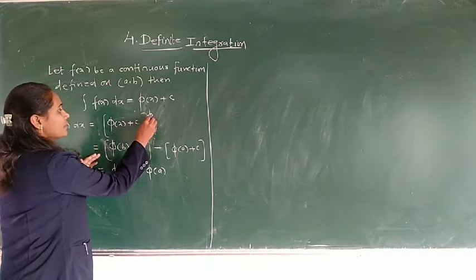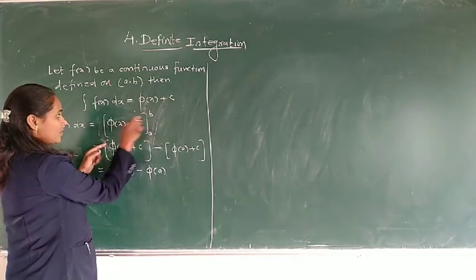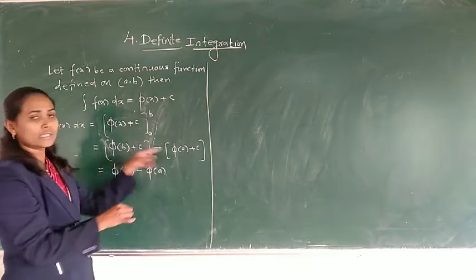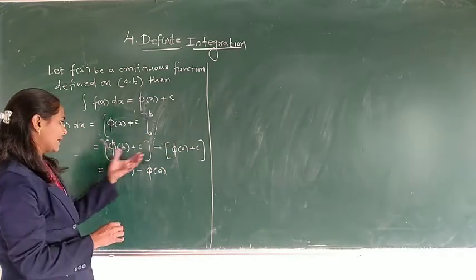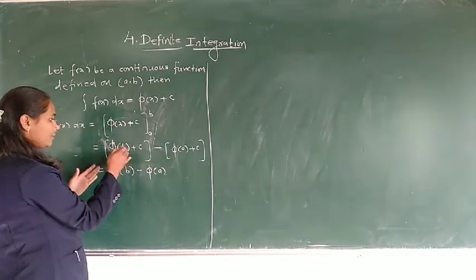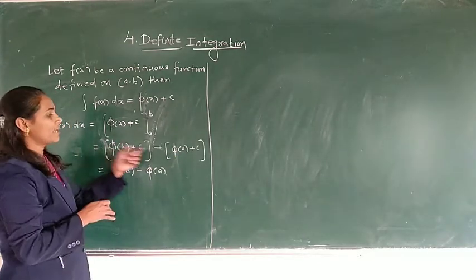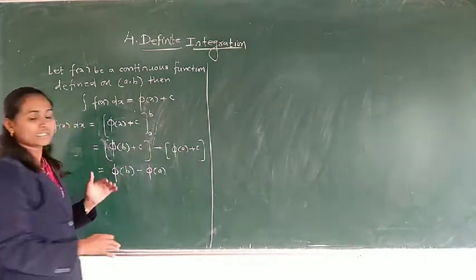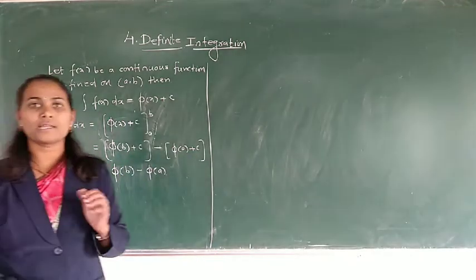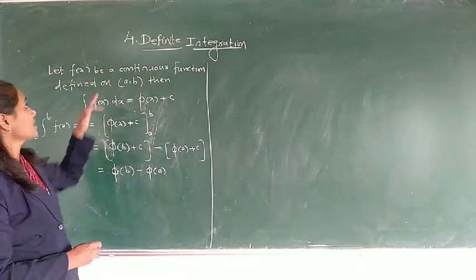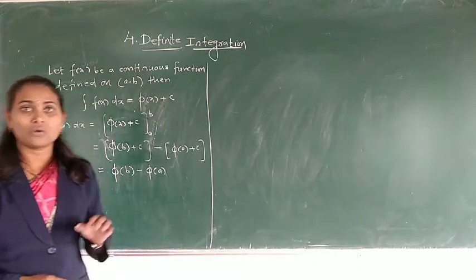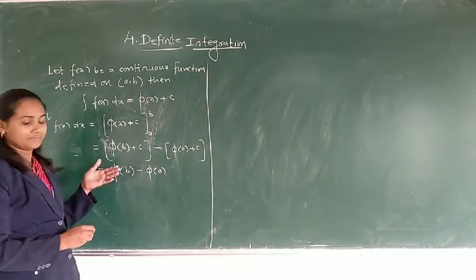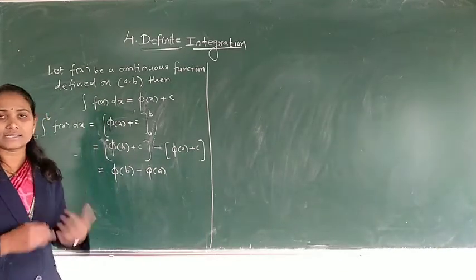So here, first we use the upper limit. Instead of x we take phi of b plus c, minus, then we put the lower limit. If we take the subtraction between them, we get phi of b minus phi of a. See here, the constant c gets eliminated. So if we find the integration using definite integration, the constant c cannot remain, because by using the limits the constant gets eliminated.